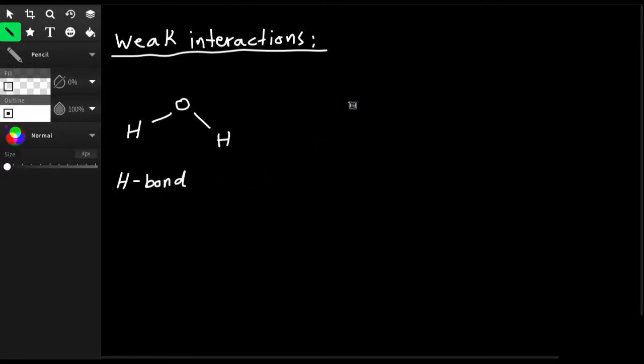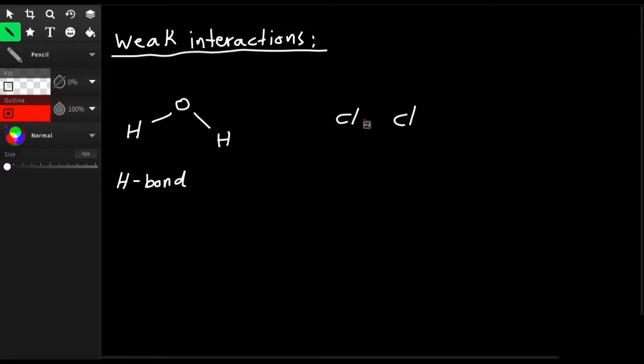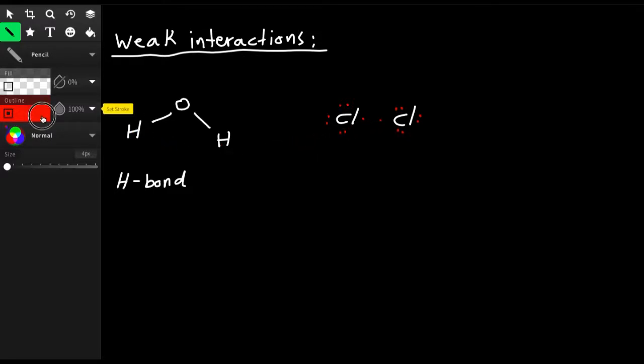And another example of a covalent bond is chlorine. Let's do it with the dots. Each chlorine has 7 electrons. As we see right here, these two electrons will be shared together to form a bond. Therefore, we call this a covalent bond.